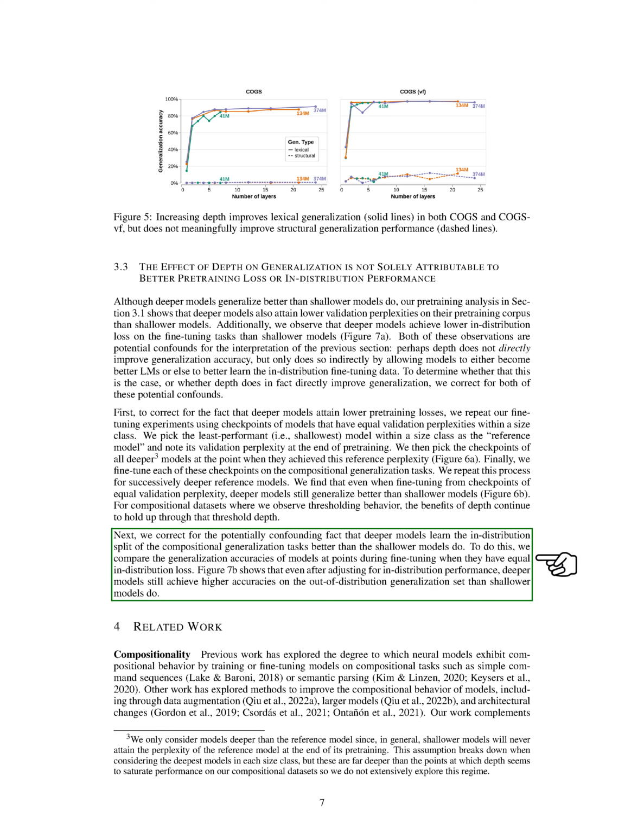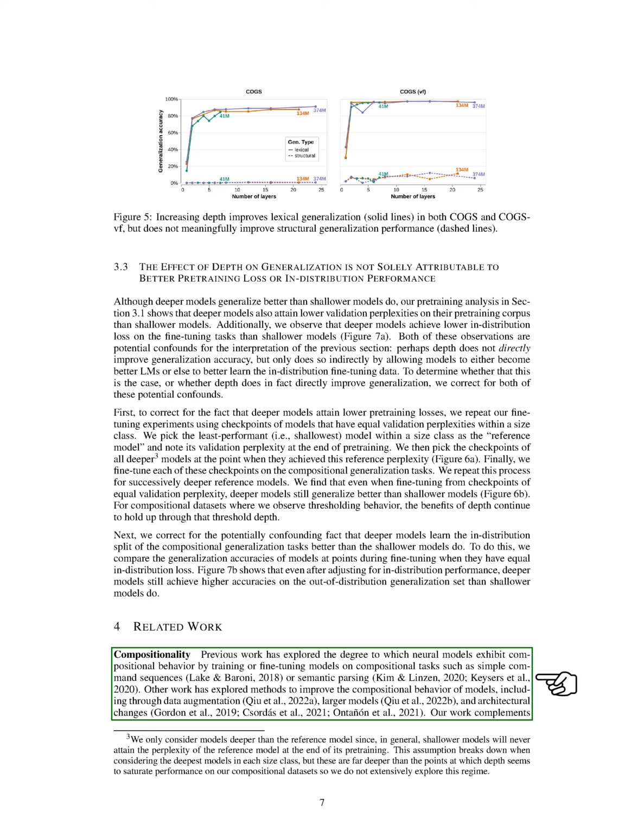Section: Compositionality. We've been looking into how well neural models can handle tasks that require a compositional understanding, such as interpreting simple command sequences or semantic parsing. Some researchers have tried to enhance this compositional behavior in models by using data augmentation, larger models, and changes in architecture.